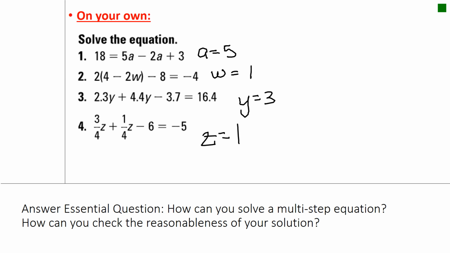If you have questions over these on your own problems, feel free to ask. Now what I expect to see is that you answer the essential question. Here's how you get a 4. Answer your essential question. After the essential question is this checkpoint in Schoology that I need you to take, 4 multiple choice questions, so that I can direct what problems you're going to do in your homework. So what you're doing right now: answering the essential question, taking the checkpoint.